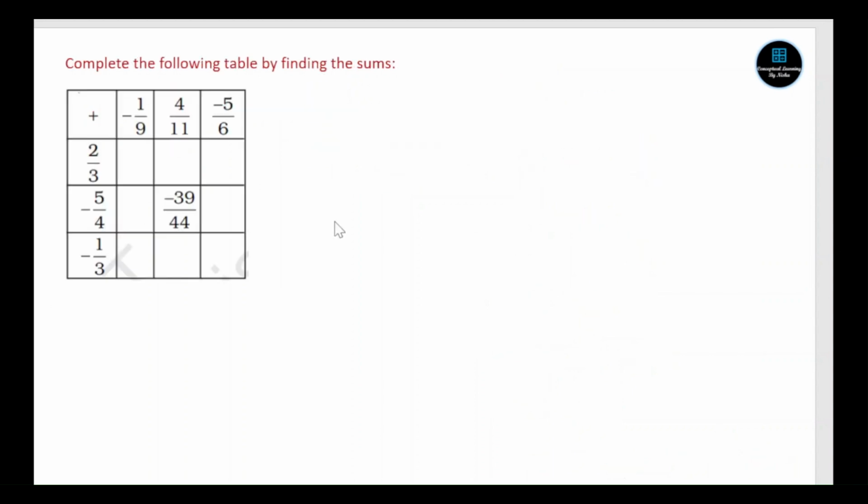Now this is a very interesting question in a puzzle form. What we have to do is find the sum of the numbers given here. So this first one is what? 2/3 plus -1/9. Now the LCM is 9, so convert this by multiplying by 3. You'll get 3 twos are 6, plus -1/9, and if I simplify this, I'll get 5/9. So my first answer is 5/9.